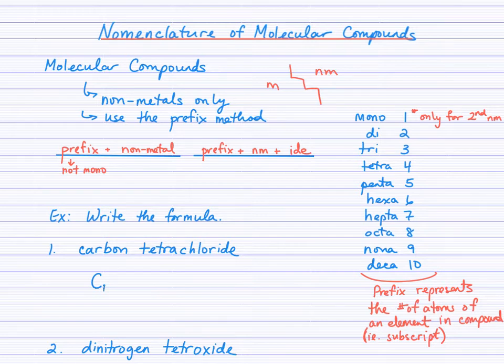So C1, and tetrachloride. So for chlorine, there are 4 chlorines. Now, as with the ionic compounds, we omit ones in the final version of the formula, and so the final answer here is CCl4.